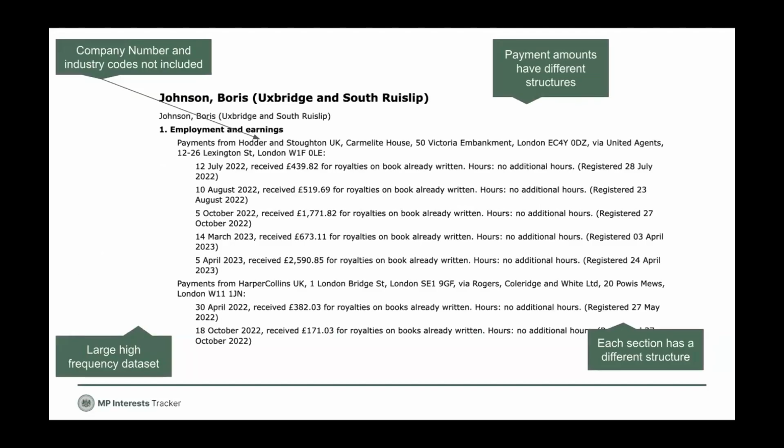But there are a few other characteristics of the data that are also problematic. The MPs are free to write the names of the companies whichever way they like. They're free to submit their declarations with the units of payment in whichever unit of payment they want to use. So this inconsistency makes it challenging to automate any analysis.